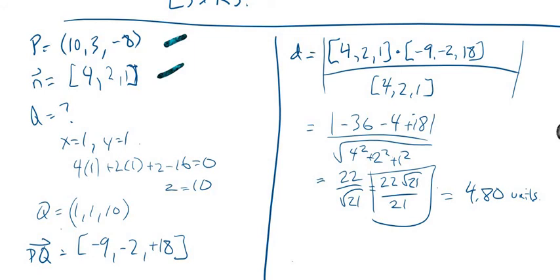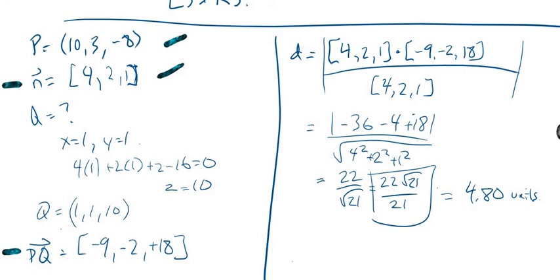Now we just need to find vector PQ in our formula. We're going to take point Q and subtract point P. So that becomes 1 minus 10, which is negative 9, 1 minus 3, which is negative 2, and then 10 minus negative 8, which is positive 18. So now we have our normal, and we have our vector PQ, which connects a point to a point on the plane. Now we can plug them in and solve.